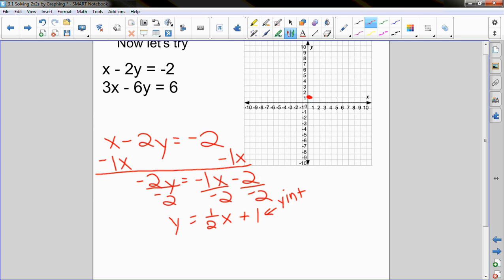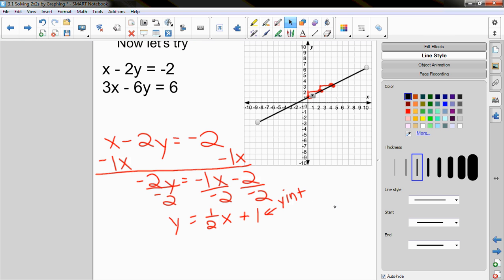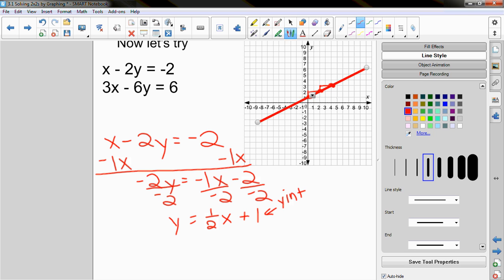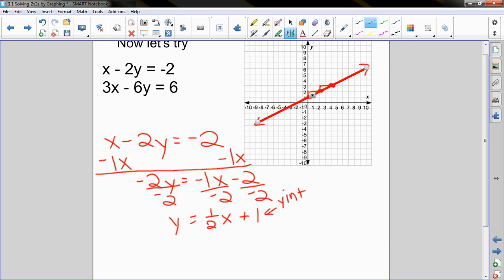Tell me where the next point's going to go. From that red point, do I go up, down, left, right, and how many? Up and right. So I'm going to go up 1, right 2. Up 1, right 2. Two or three points on there is fine. And connect them, and make them red. Almost forgot my arrows again. And my other one.